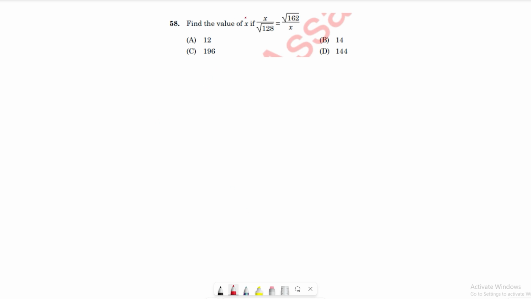The question says to find the value of x if x by root over 128 is equal to root over 162 by x. This is basically the question. Okay, how do you find it out? Nothing, don't use too much brain. Once you start using a brain, it just goes into vain. Anyways, so see, x by root over 128 is equal to root over 162 divided by x. What you do is you cross multiply. Nothing, just cross multiply it.